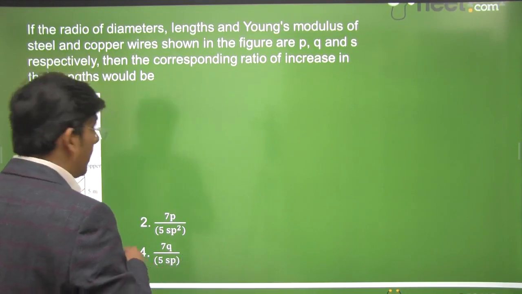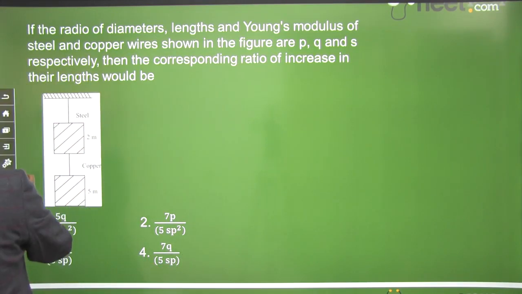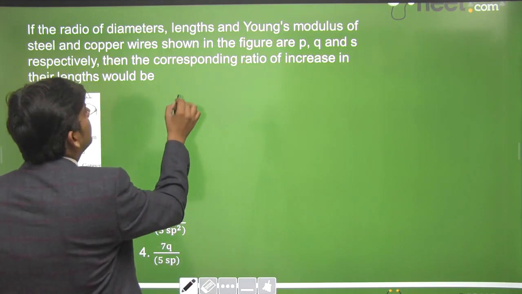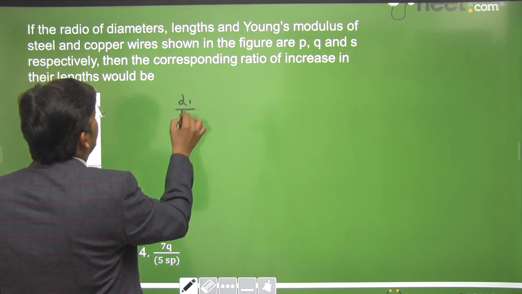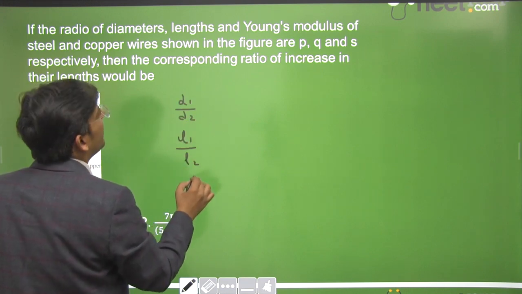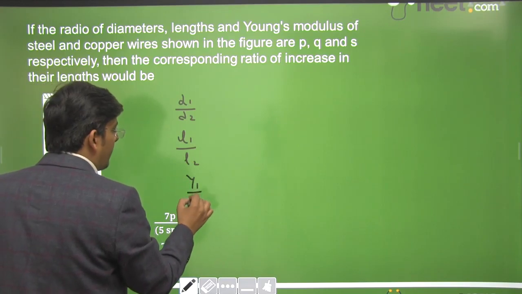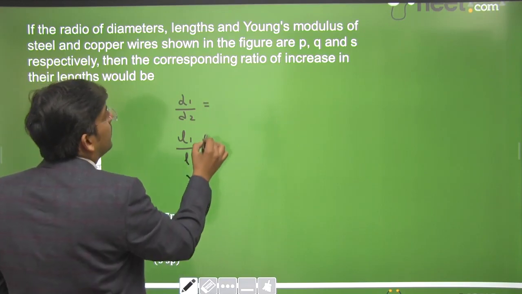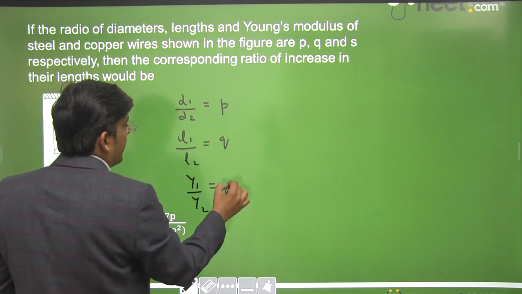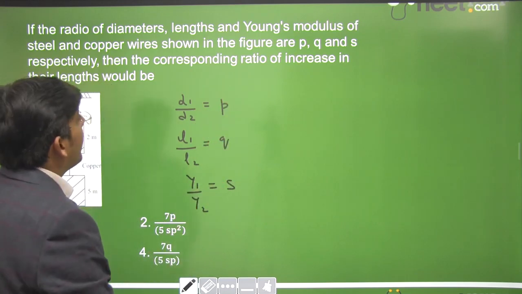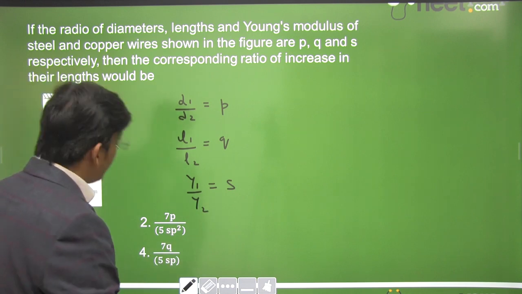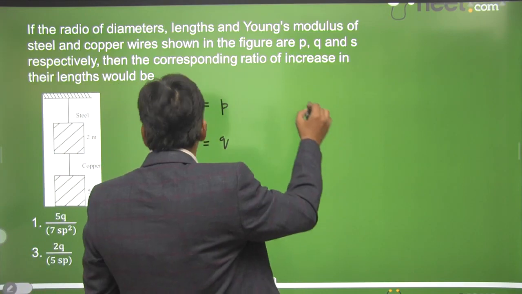If the ratio of diameters d1 by d2, length L1 by L2, and obviously the Young's modulus Y1 by Y2 are P, Q and S respectively, we have to find the corresponding ratio of increase in their length. Okay, we already know the formula, dear students.